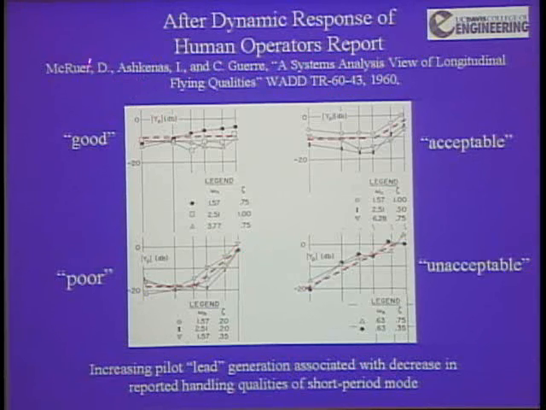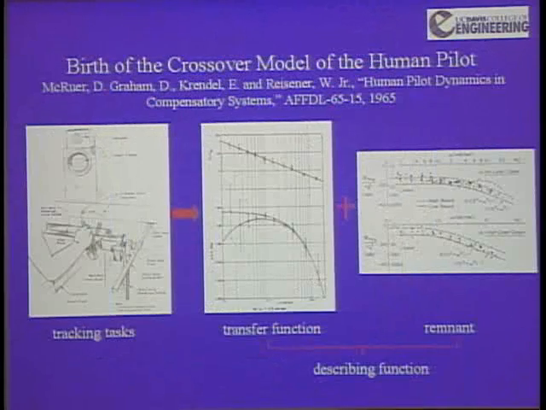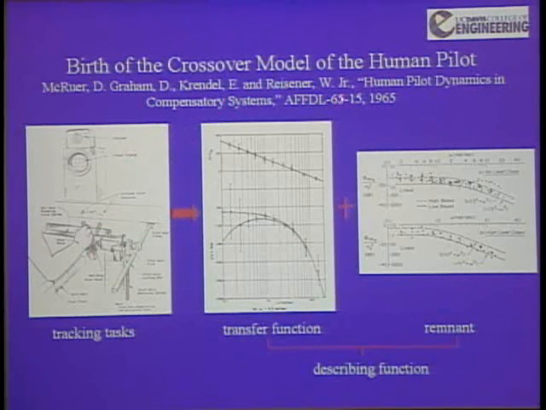There's the document, again, McRuer, Ashkenas, and Graham, A Systems Analysis View of Longitudinal Handling Qualities, Wright Air Development Center once again. It goes on. The Air Force says this is looking good, we want to keep doing this. And this is a document which is a classic. It's called Human Pilot Dynamics in Compensatory Systems. People who work in the area just refer to it as 6515, Air Force Flight Dynamics Laboratory.